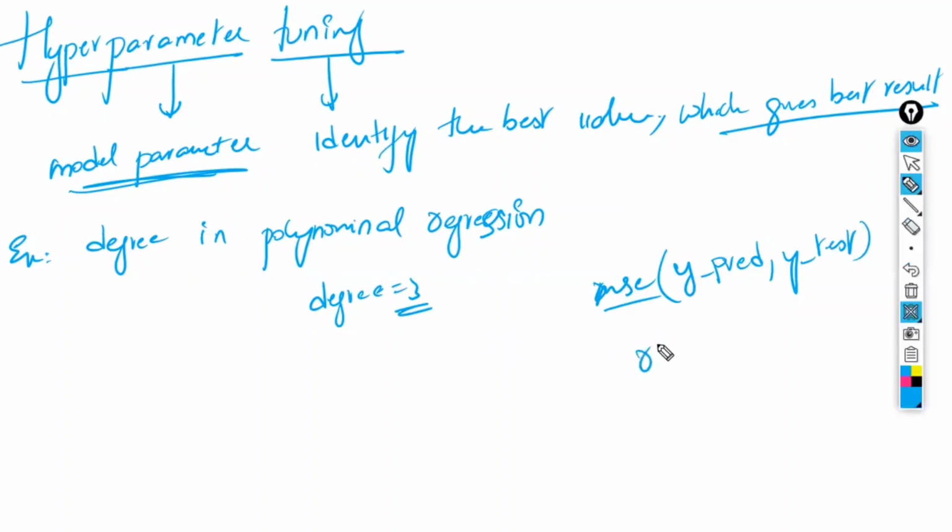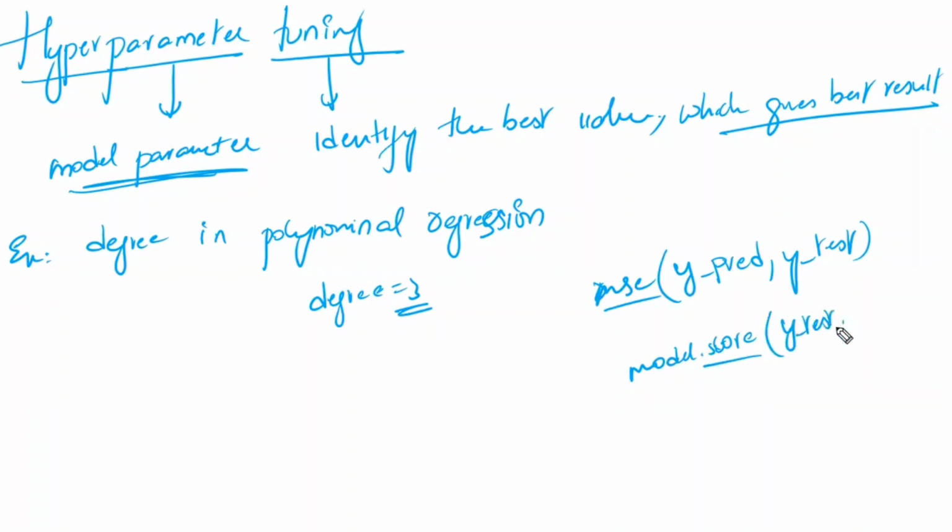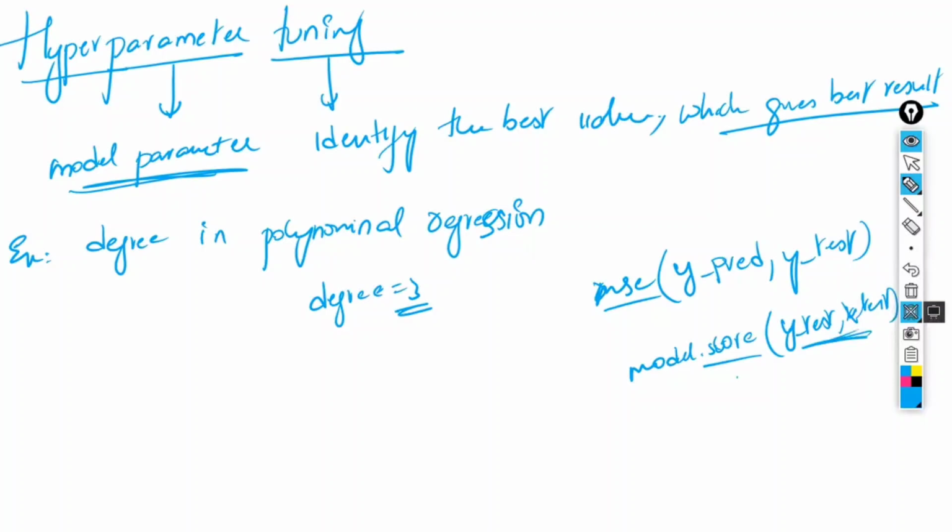Or, for example, if you are giving R square, like model.score, this score is a function. Inside the function, you give the X test and Y test data and it applies the model score. Here these are called just parameters. They are not called model parameters. They are not called hyperparameters. Hyperparameter means a model parameter, which affects the model.